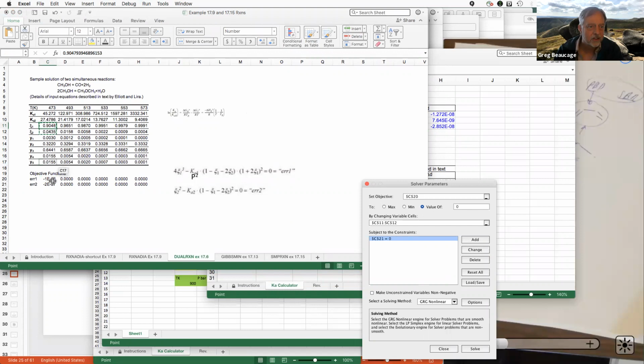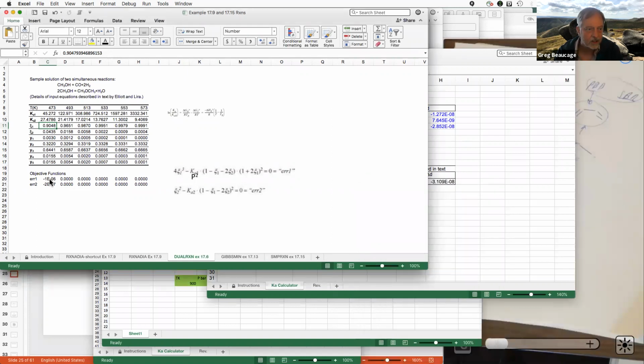These are your targets, right? So C20 is this guy, and that's just going to be your K equilibrium thing. These are the two equilibrium constant things. You're getting the equilibrium constant from the shortcut Van Hoff equation in this equation.